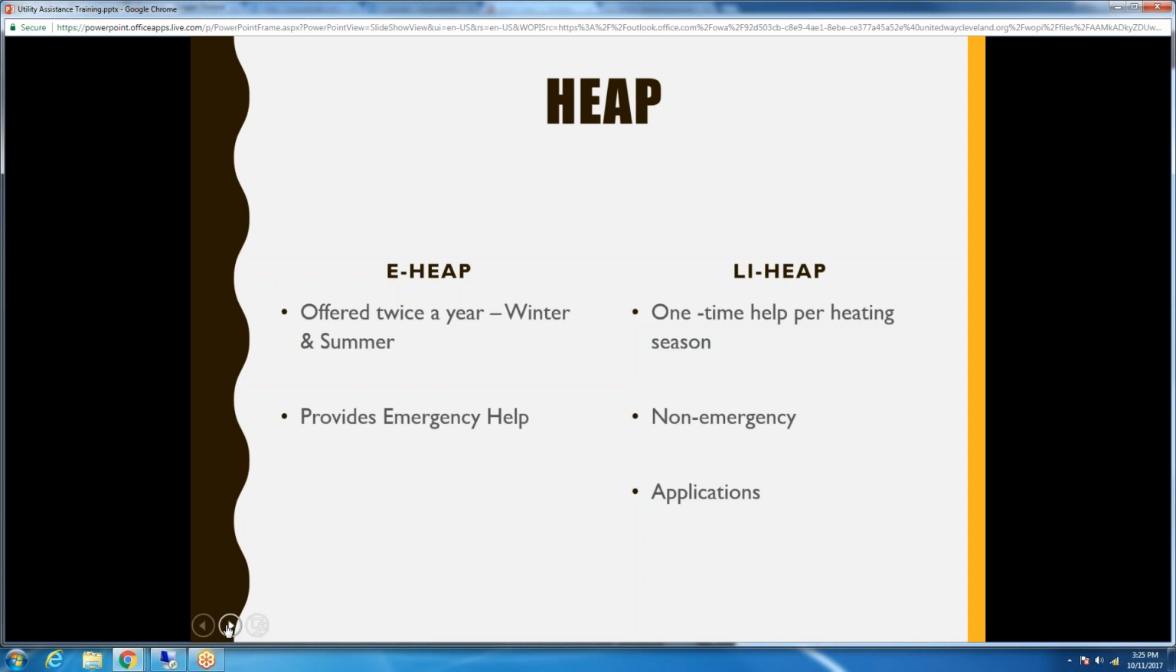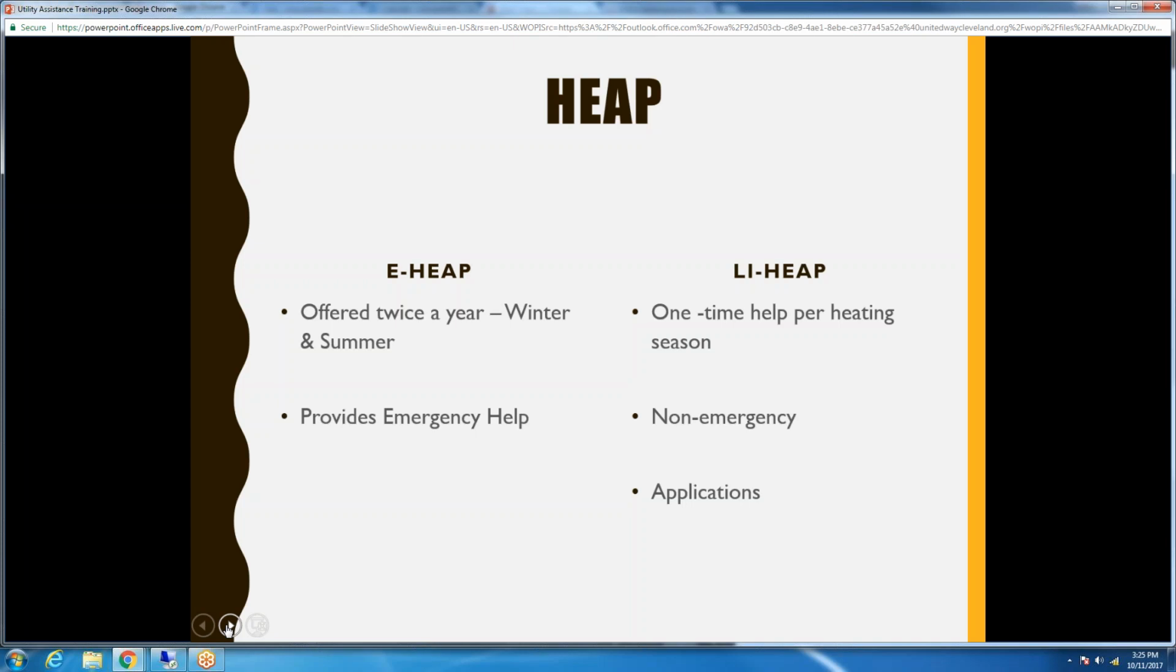So there's EHEAP, which is emergency HEAP and is known as Winter Crisis for heating bill assistance, and then Summer Crisis for help with the electric bills during July and August to keep the electric bills affordable. And it does provide emergency help and can help with utility deposits. We'll go further with this in a moment. We'll talk about Winter Crisis in a moment.